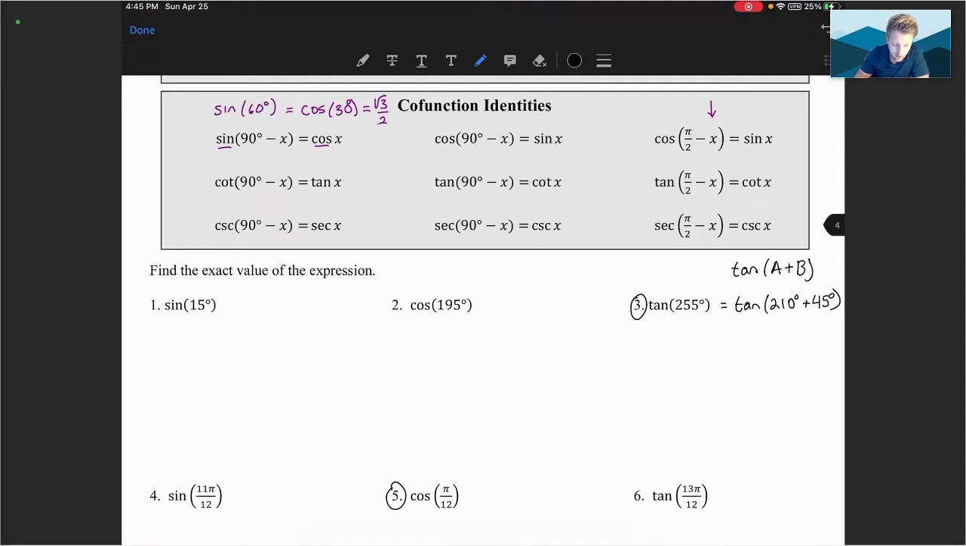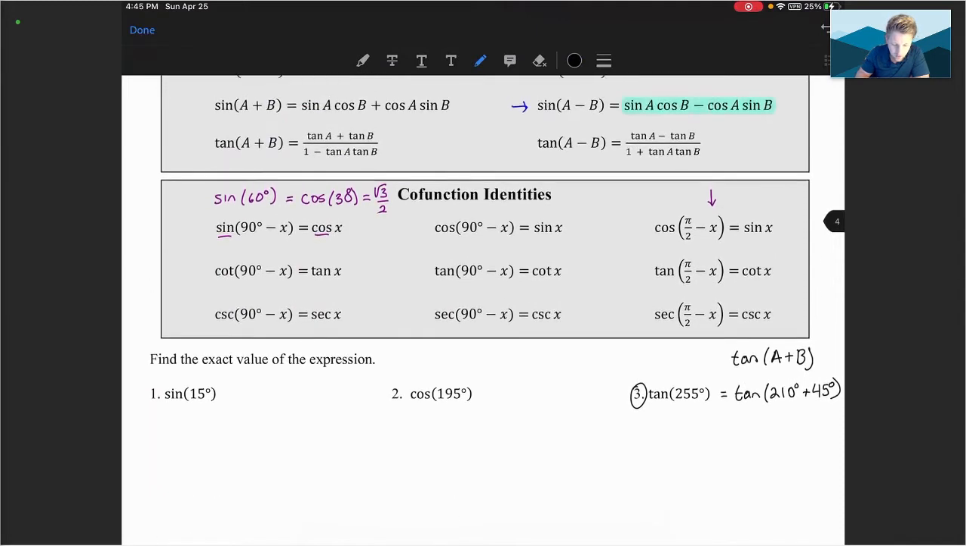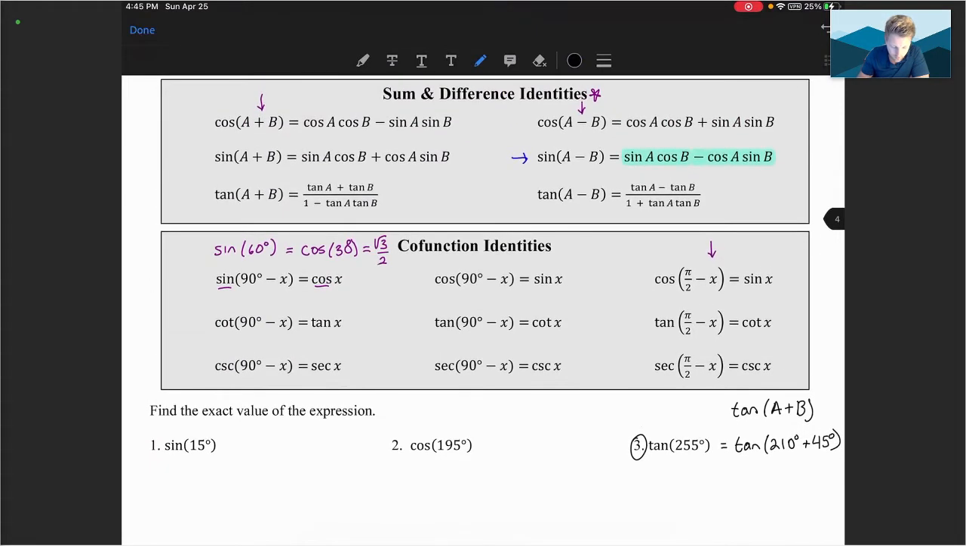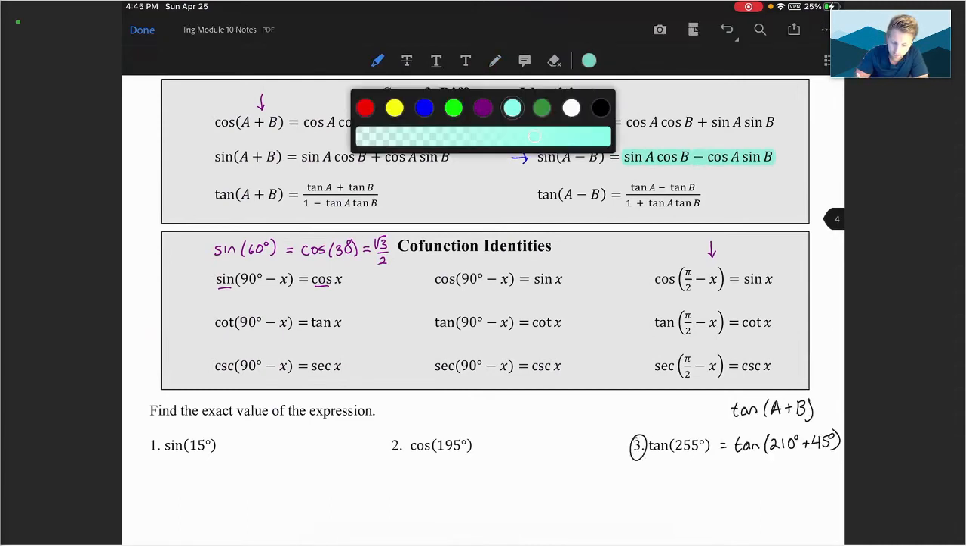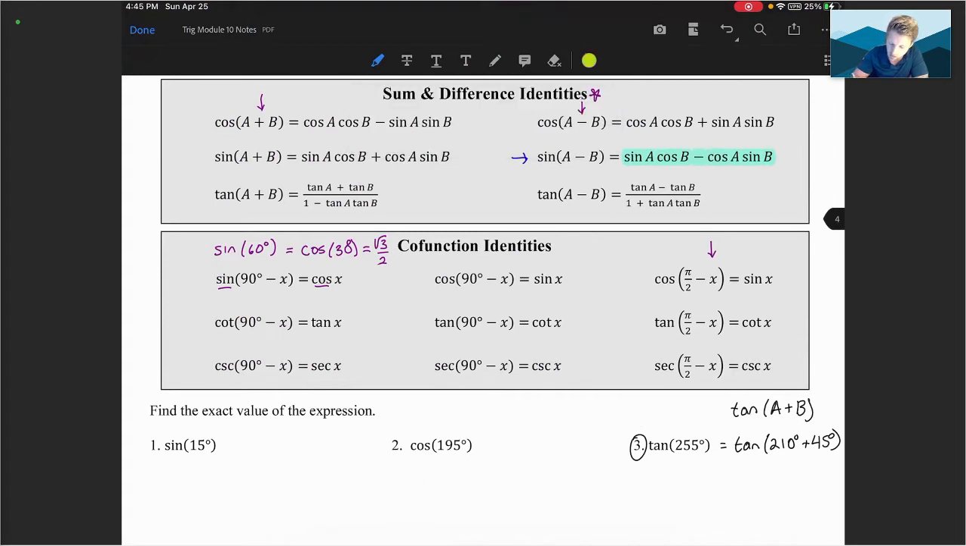So let's consider a couple things. First, we want to consider what the sum identity for the tangent function is. We see that on the left side of our graph, our examples here. We'll highlight it here in yellow. When we come across a tangent of A plus B, we have that identity to fill in: tangent of A plus tangent of B divided by 1 minus the tangent of A times the tangent of B.